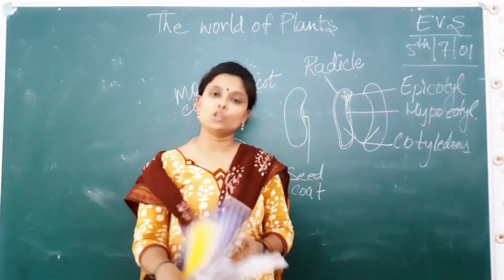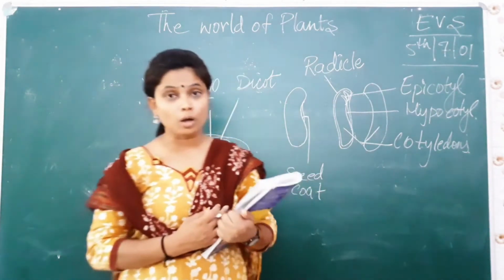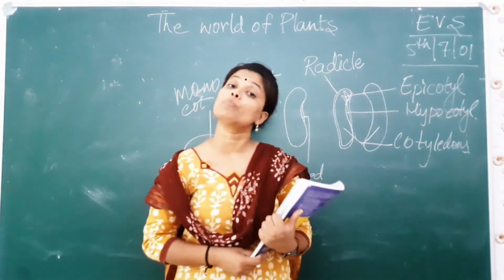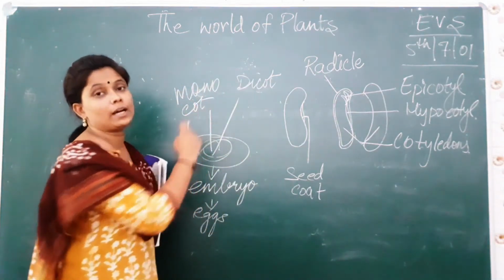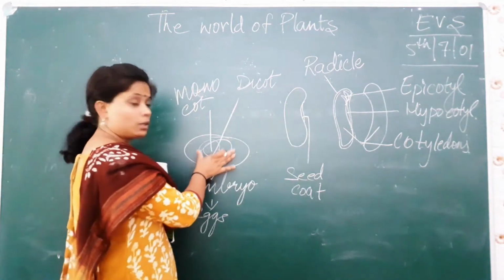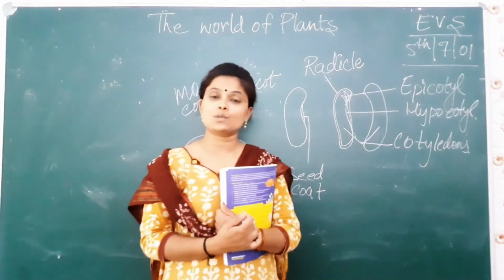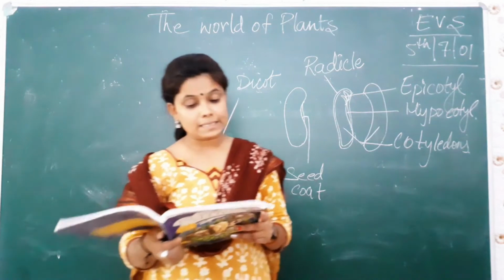Do you know, in human beings also, when you are in your mother's womb, you are known as a fetus inside the womb of the mother. The seed is also the mother of the plant. So, inside the embryo, the small monocot or dicot seed is there. So, it is also called the fetus of the plant.